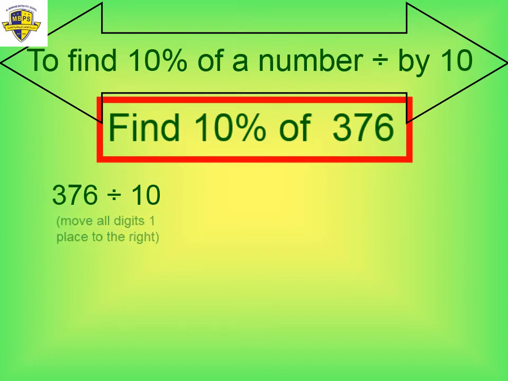So the answer will be 376 divided by 10, 37.6. So now what is 10% of 376? It's 37.6.